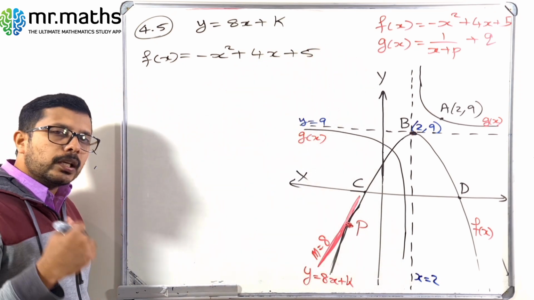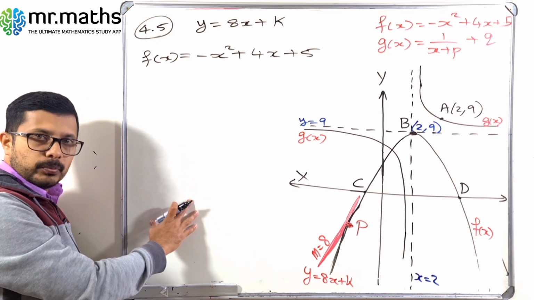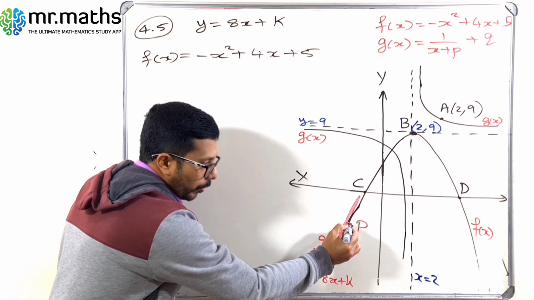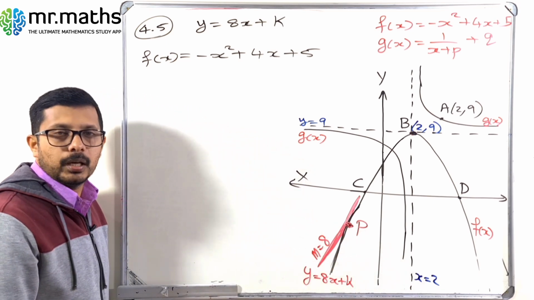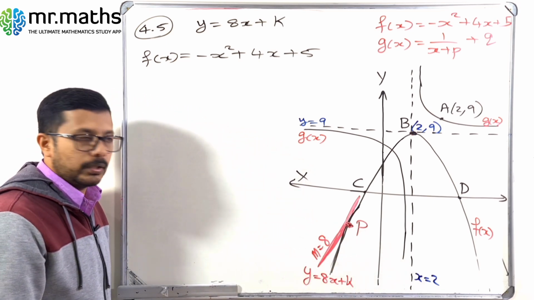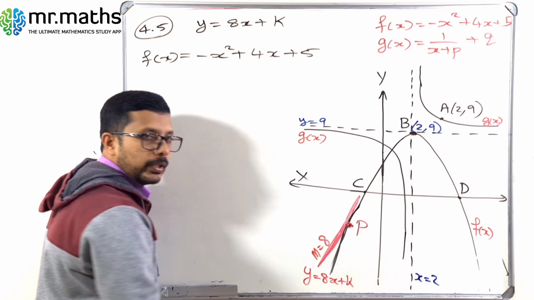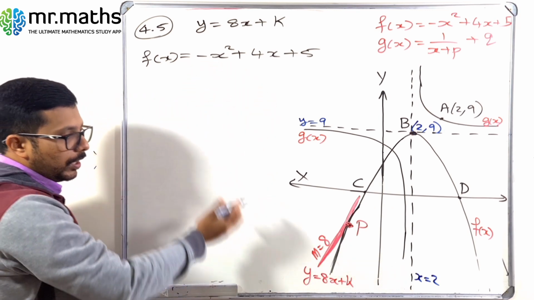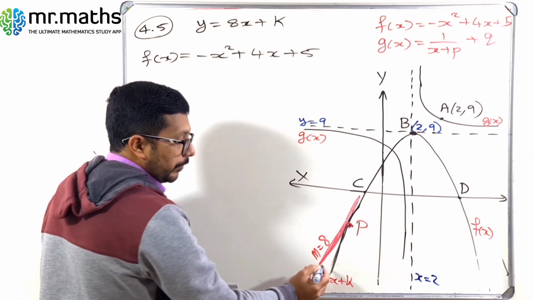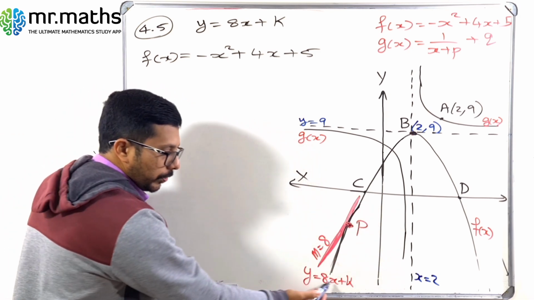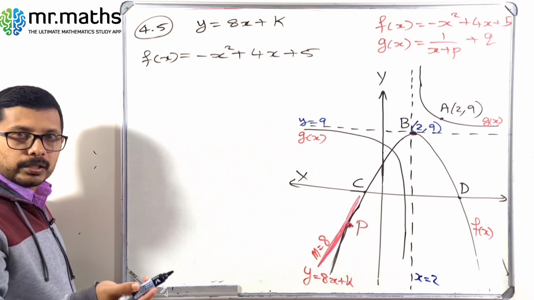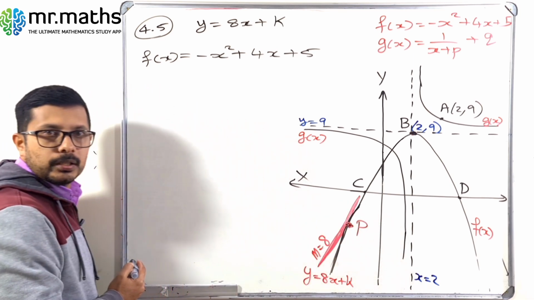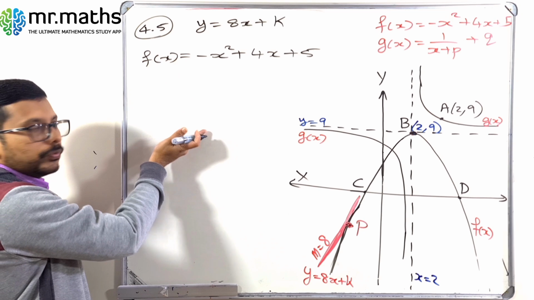So in another way, I already told you before: how can you find the gradient of the tangent at that point? I have to find the derivative of this equation. Do you remember that one? We know that the gradient is 8 from the equation, but with the calculus method, how can you find the gradient of this tangent at this point? I am supposed to find the derivative of this one.